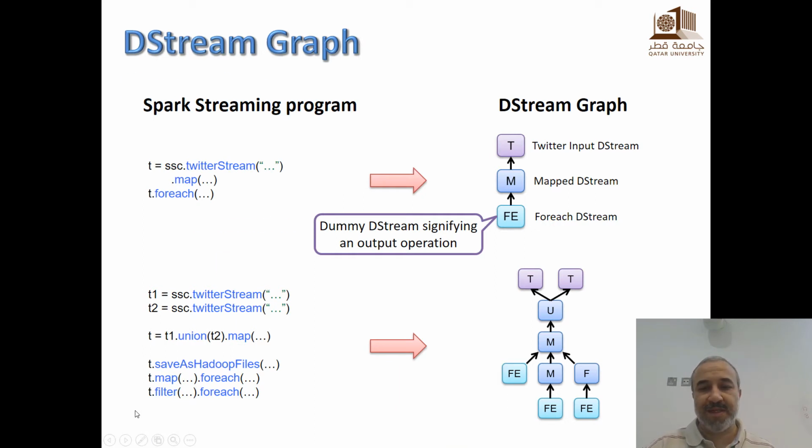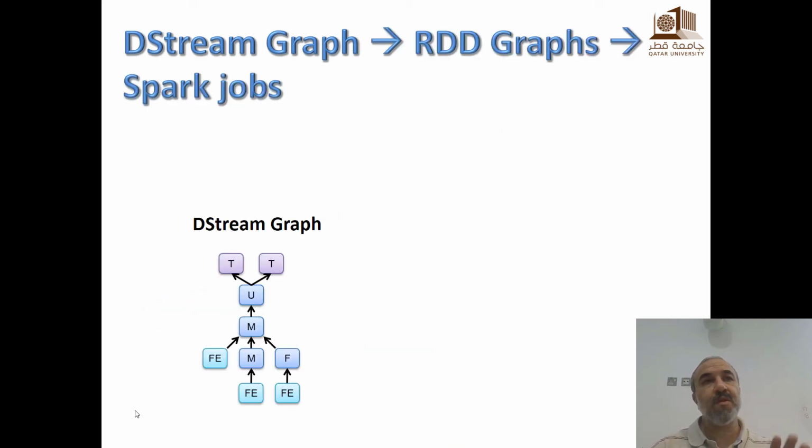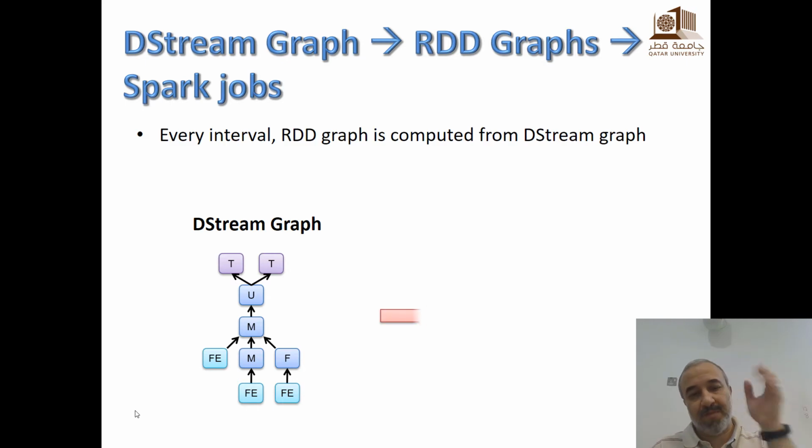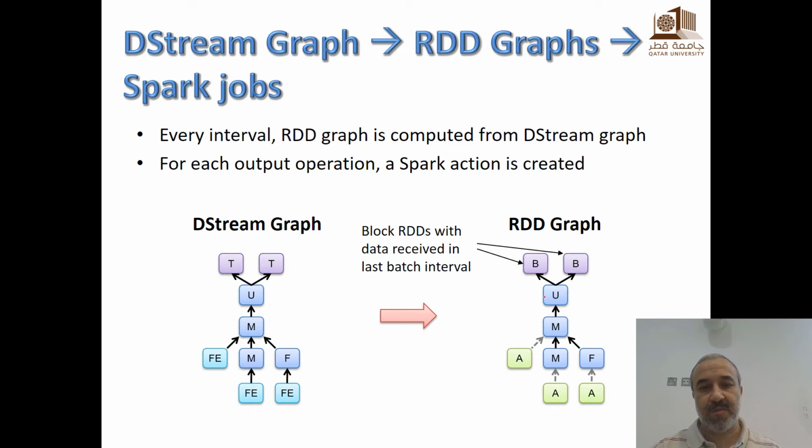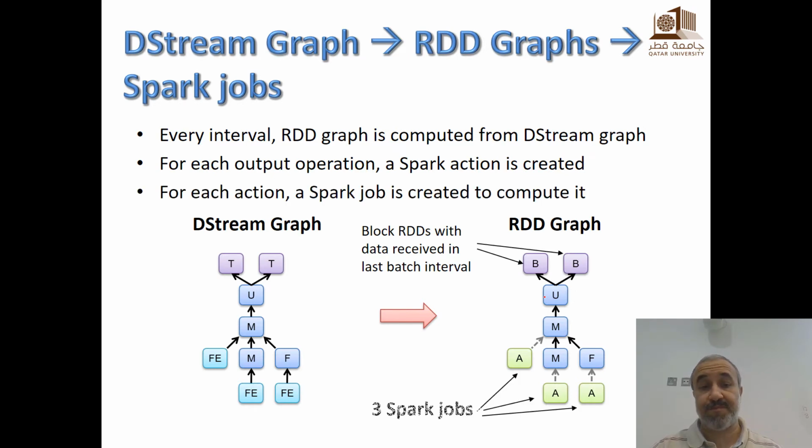Now this graph, you remember that Spark Streaming is working on top of what? Of Spark Core. So this lineage graph will be converted into a Spark lineage graph, which is very similar, with actions here. Each of these operations will actually be actions in Spark, and that will generate the jobs.